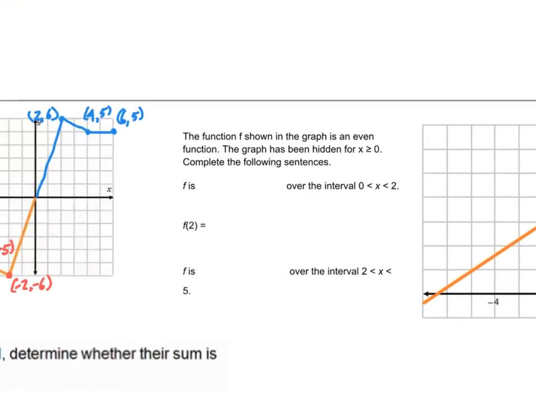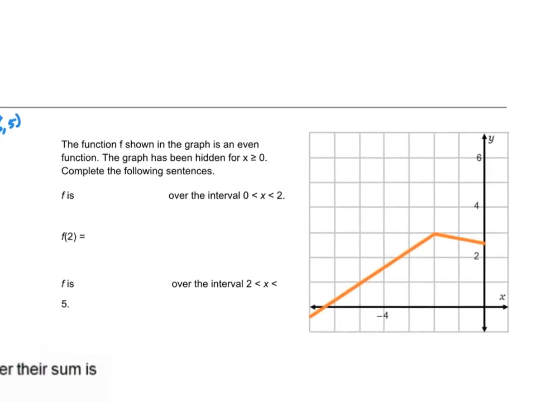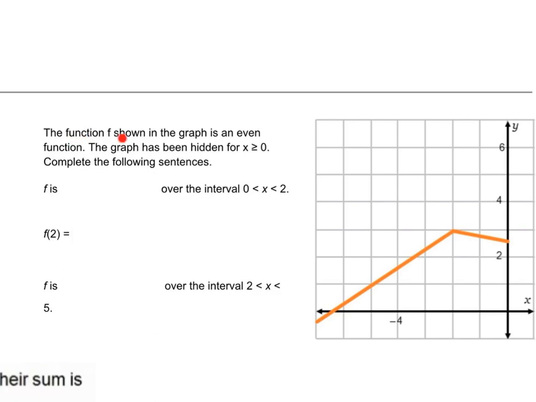Over here on this one, it says the function f shown in the graph is an even function. When it's even, that means it's symmetric with the y-axis. The graph has been hidden for when x is greater than 0. So we need to complete the following sentence.